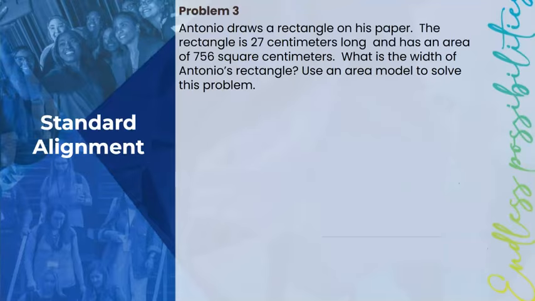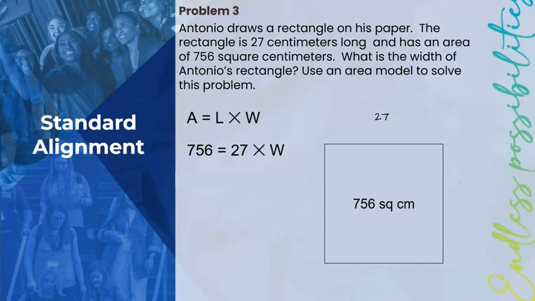Let's think about the third problem now. This problem also asks students to use an area model. Students will need to use their understanding from 4th grade that area equals length times width. In this problem, students are given the area and the length. So the equation 756 equals 27 times W can be recorded.